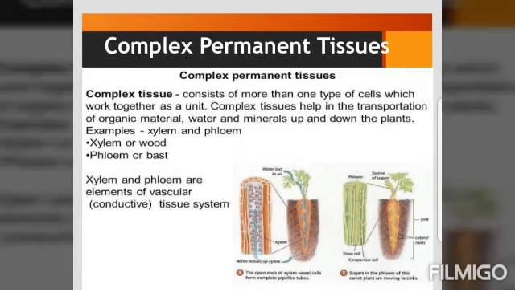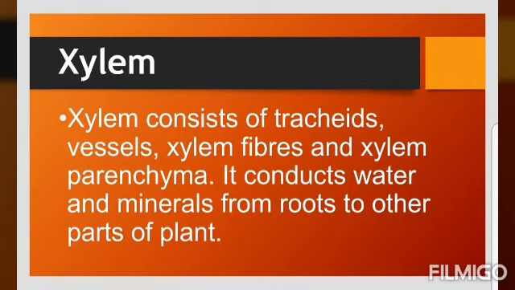Let's move on to the next type of permanent tissue, that is complex tissue. The complex tissues are made up of more than one type of cells, and these work together as a unit. Xylem and phloem constitute the complex tissues in plants. Xylem functions as a conducting tissue for water and minerals from roots to the stem and leaves. It also provides mechanical strength to the plant parts. It is composed of 4 different kinds of elements, namely tracheids, vessels, xylem fibers, and xylem parenchyma.